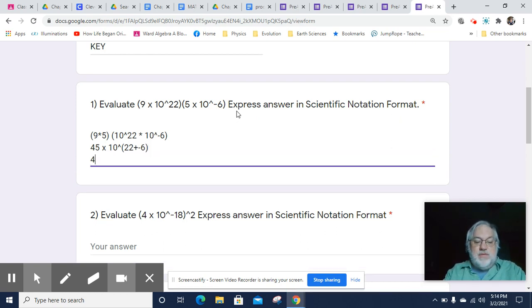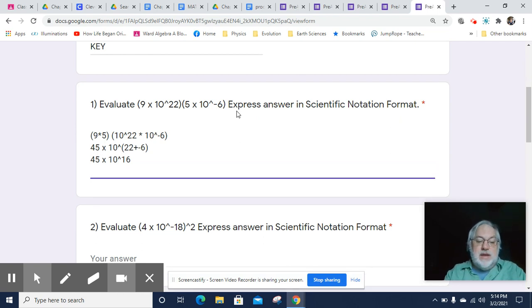And that becomes 45 times 10 to the 22 plus negative 6, which is the same as 22 minus 6. So that's going to be 16. 16 plus 6 would be 22. All right, so now we are not in scientific notation format yet. So we need to make 45 10 times smaller. That means that's times 10 there.